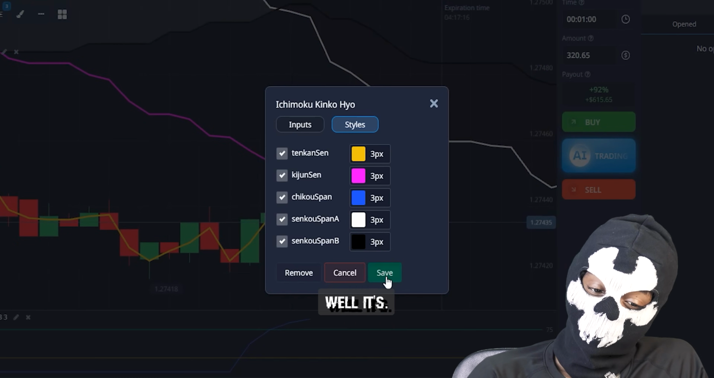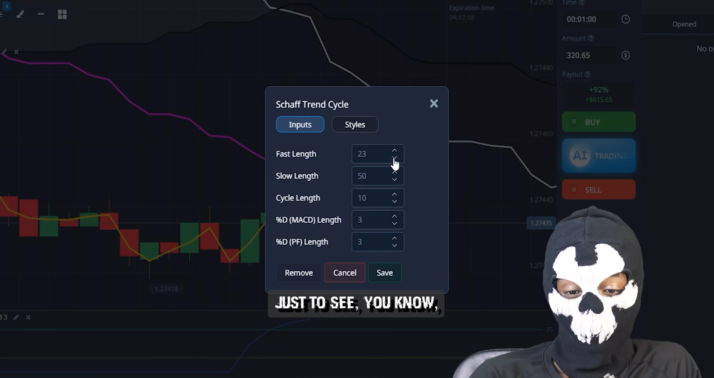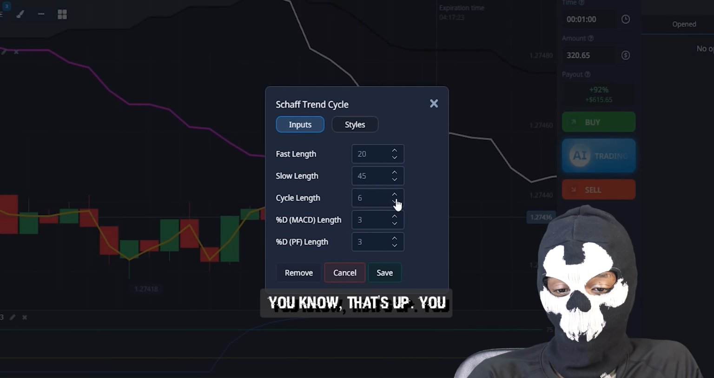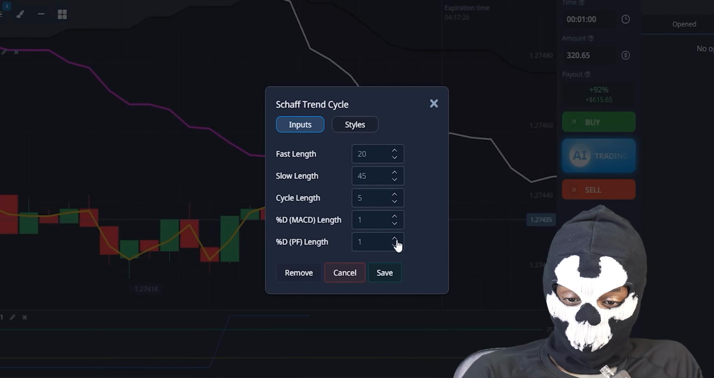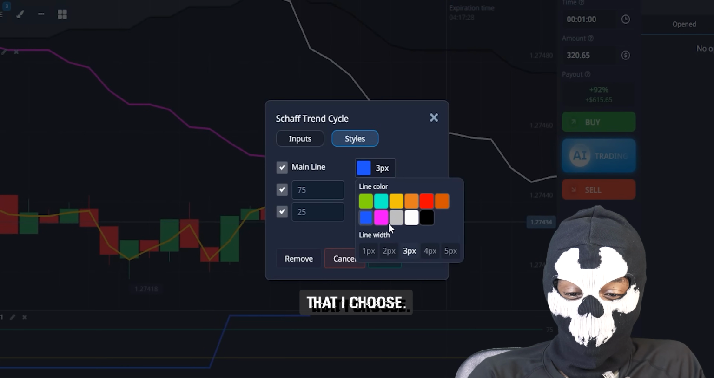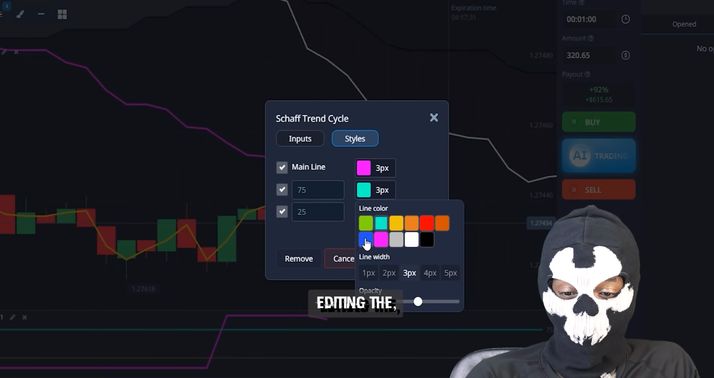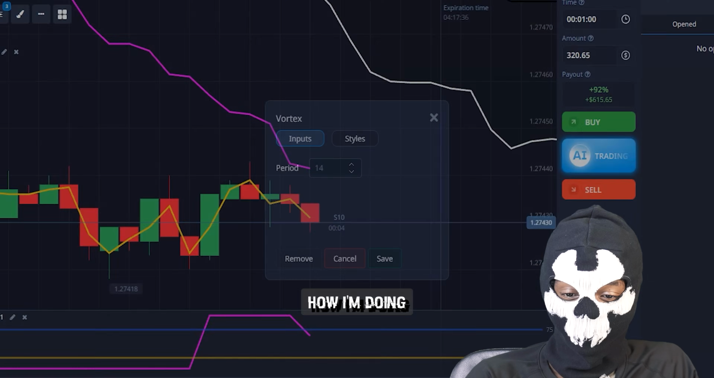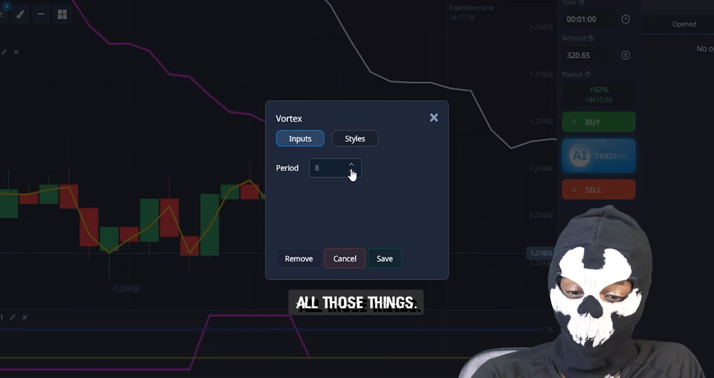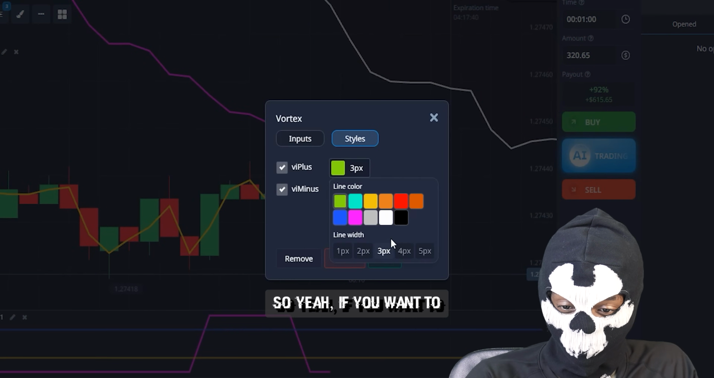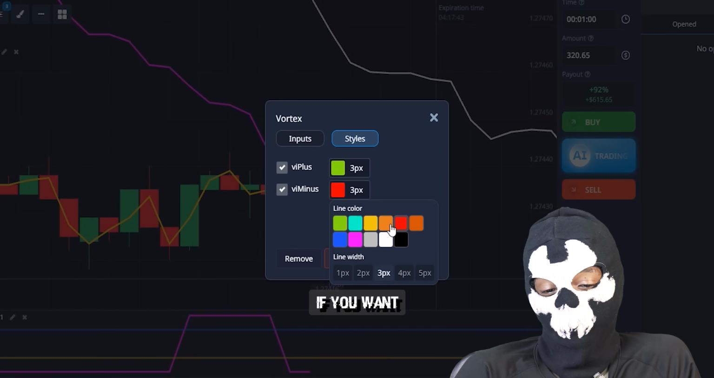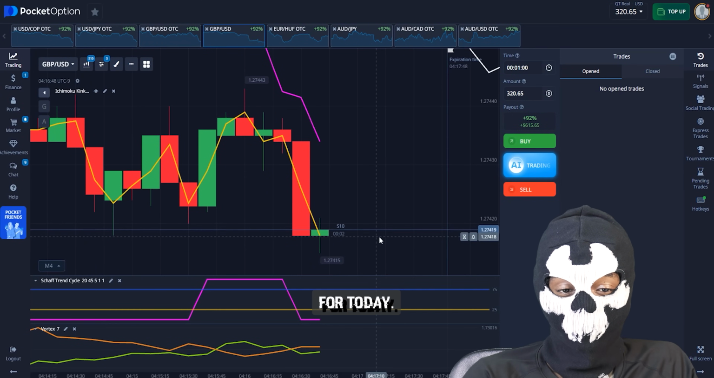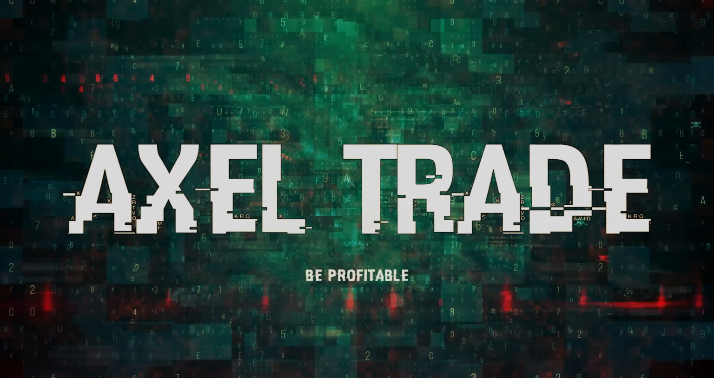But if it's important to you, you can change it to see how it makes you feel, that's up to you. The most important thing is the settings that I choose. When I'm editing the indicators, those are the ones you pay attention to, like the period, all those things. If you want to, you can follow the colors, but I wouldn't advise it because it's nothing different. So that's the setup for today. Let's start trading, guys.